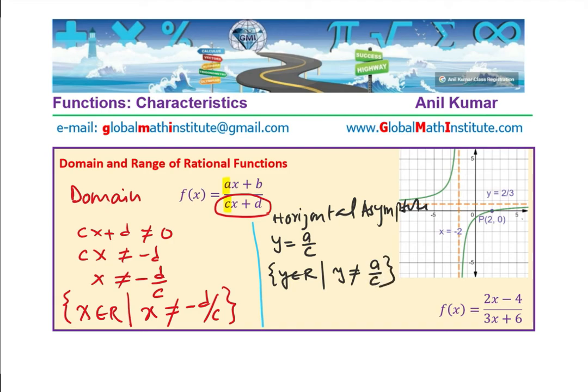Perfect. Now to practice, we have an example here. The function given to you is f of x equals to 2x minus 4 over 3x plus 6. I'd like you to pause the video, sketch this function, practice, write down domain and range. You can write other characteristics of this function also. We are basically looking into the characteristics of functions, right?